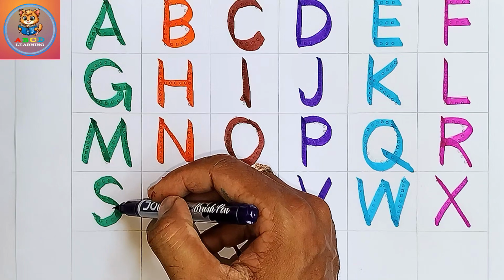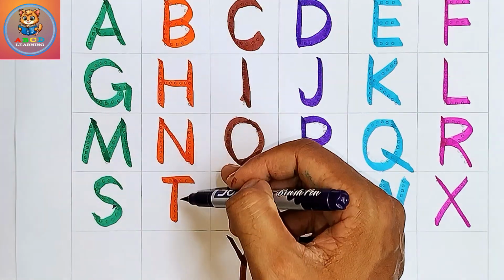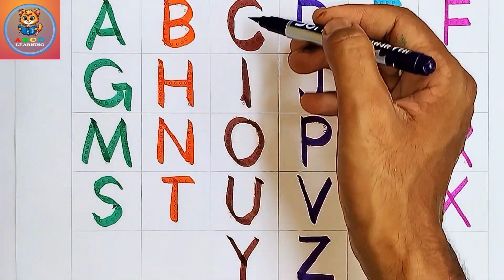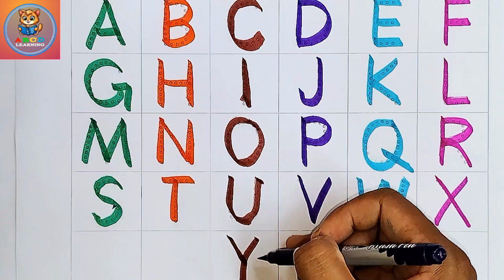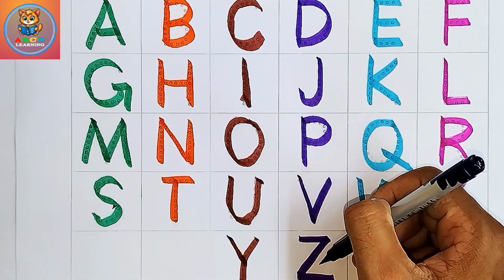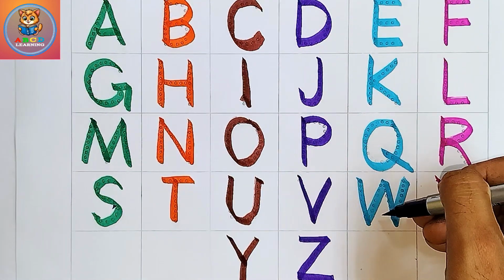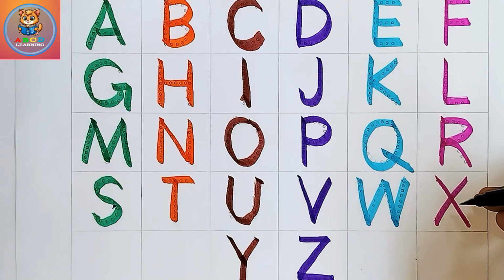A green color, an orange color, a brown color, a violet color, a sky blue color, a pink color.